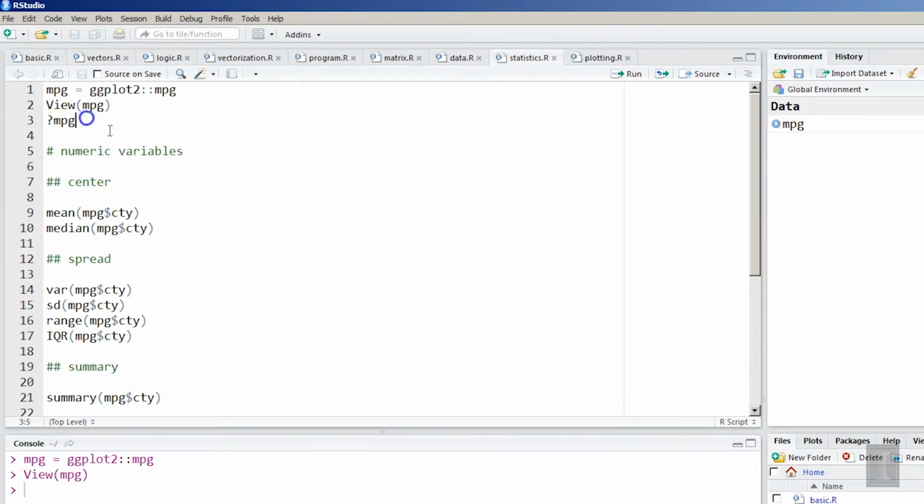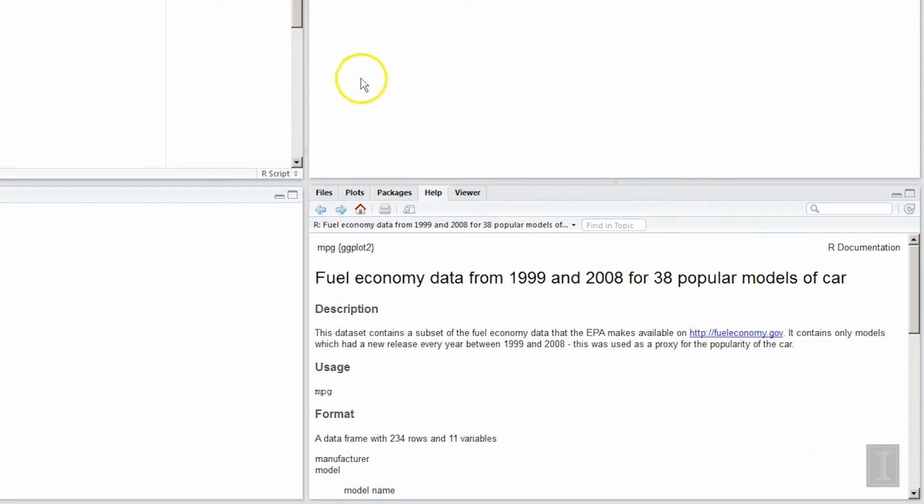So to do that, we should pull up the documentation. So we see that this is data from the EPA from 1999 to 2008 for 38 particular models of cars. And those were models that had a new release every year between 1999 and 2008. We should note that this may not be a representative sample of all possible cars from that time, but it's specific to these 38 models.